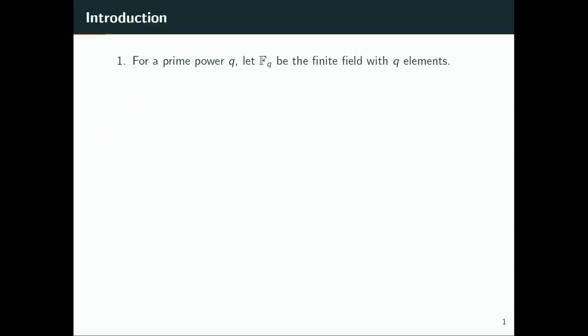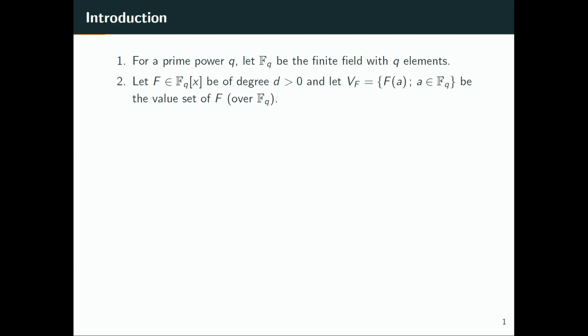So just to start with, fix q a prime power, and F_q denotes the finite field with q elements. And now we consider f a polynomial over F_q of degree d. And we consider this set V_f as the value set of f over F_q. So we just evaluate f at each element of F_q.